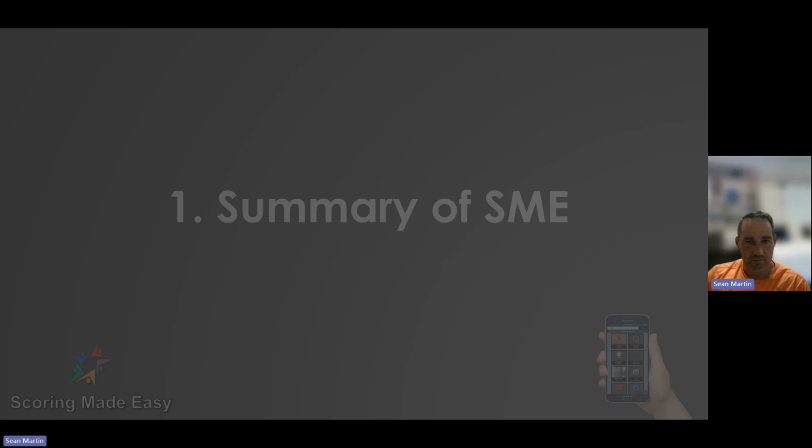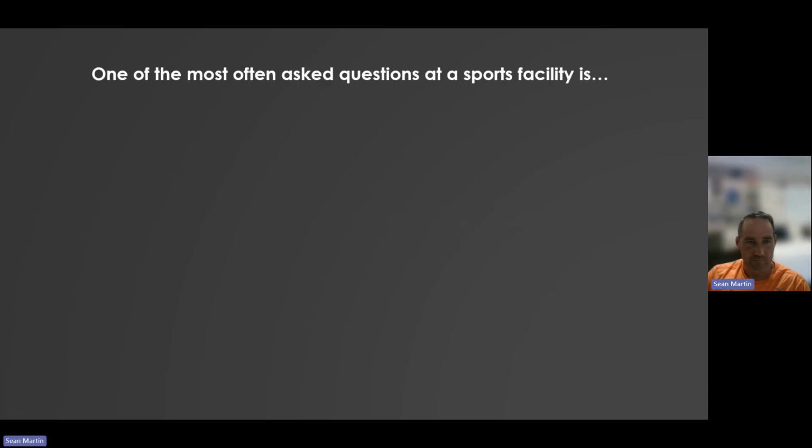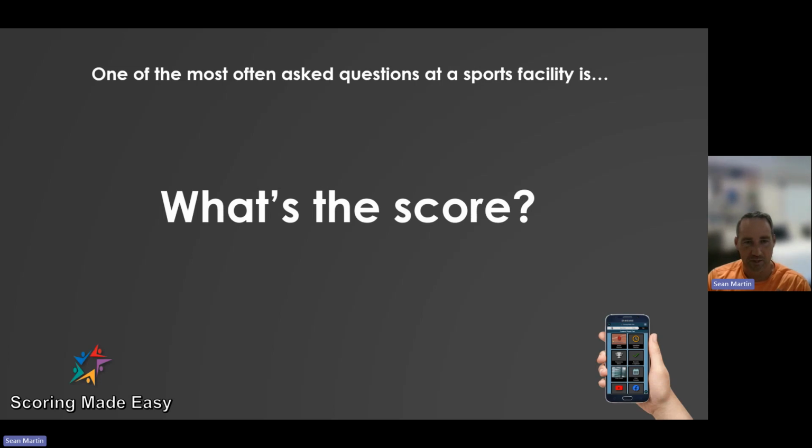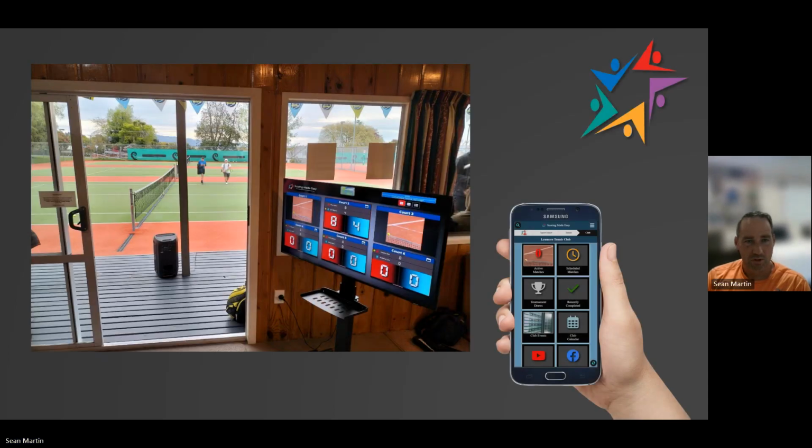So let's jump into a summary. Quite often, the most often asked question at a sports facility is effectively, what's the score? So that's what drove us to Scoring Made Easy. And we therefore created the app, created the capabilities, created all this visual way of showing what we do with Scoring Made Easy and showing that score to whether it's parents, kids, players or anyone who is at the facility. And the idea is even showing this live score to those who are remote as well, hence our mobile app capabilities.